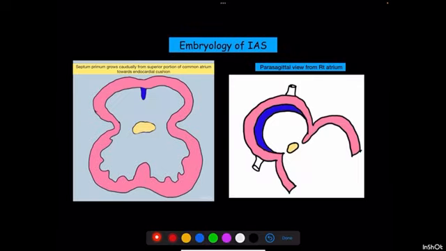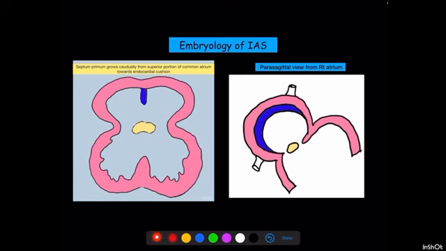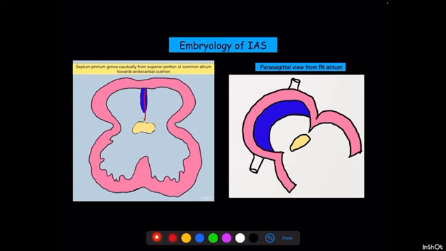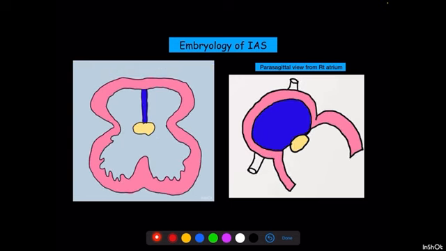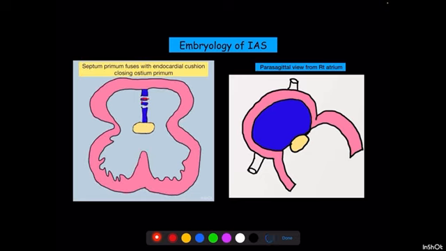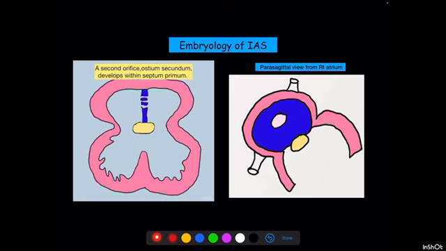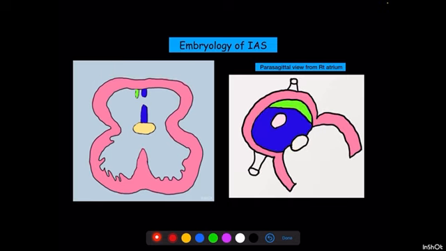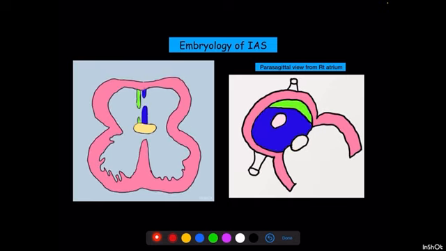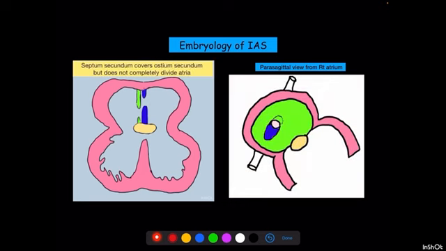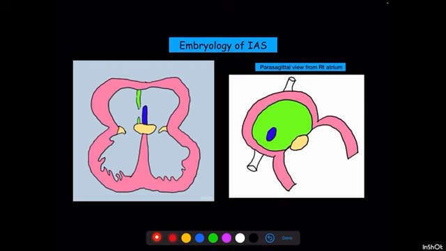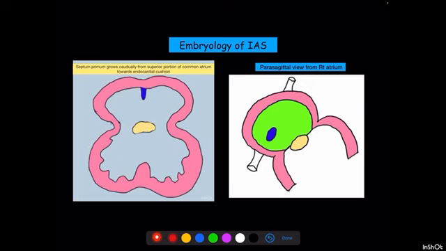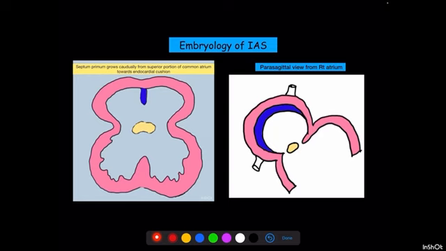Now let's come to the embryology. You can see that the septum primum grows towards the endocardial cushion and it closes the ostium primum. Then gaps appear here. Followed by that, a second orifice develops. Then you have a second septum developing on the right side. This will not cover completely, and the remaining portion of the septum primum disappears, forming the foramen ovale.